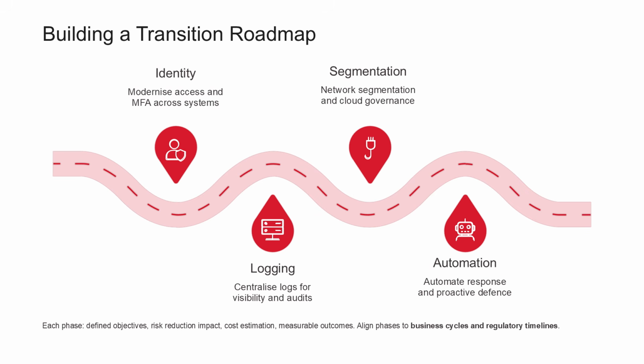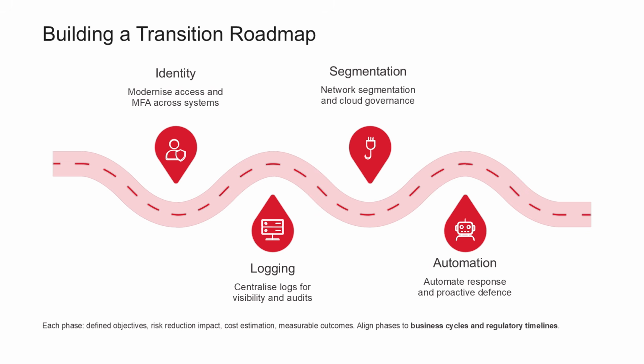The transition roadmap converts architecture into execution. You must break transformation into manageable phases. For example, phase 1 may focus on identity modernization. Phase 2 may focus on logging centralization. Phase 3 may address segmentation and cloud governance. Phase 4 may enhance automation and proactive defense. Each phase should include defined objectives, capability improvements, risk reduction impact, cost estimation, measurable outcomes.